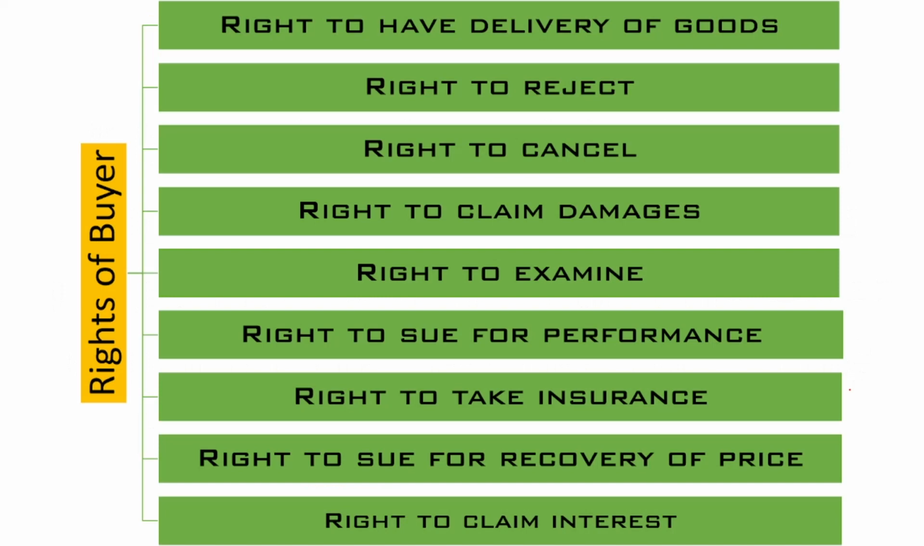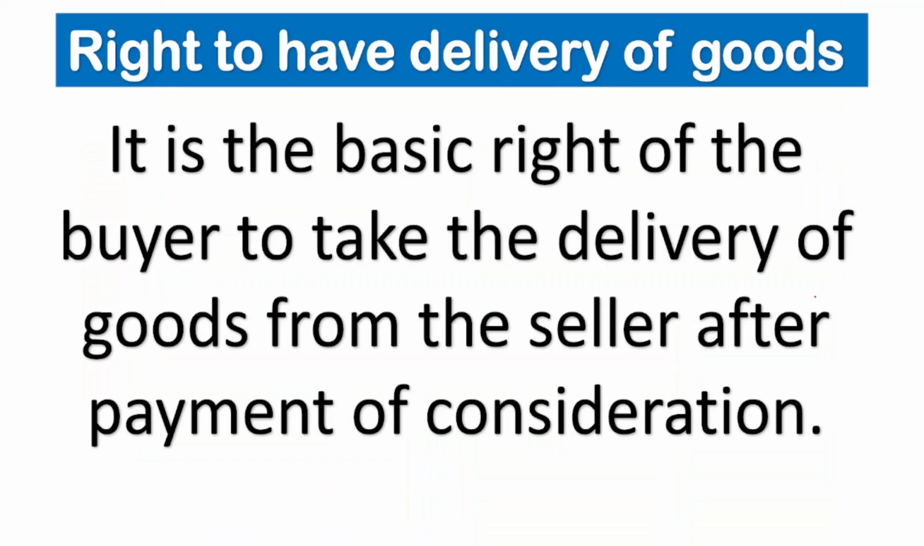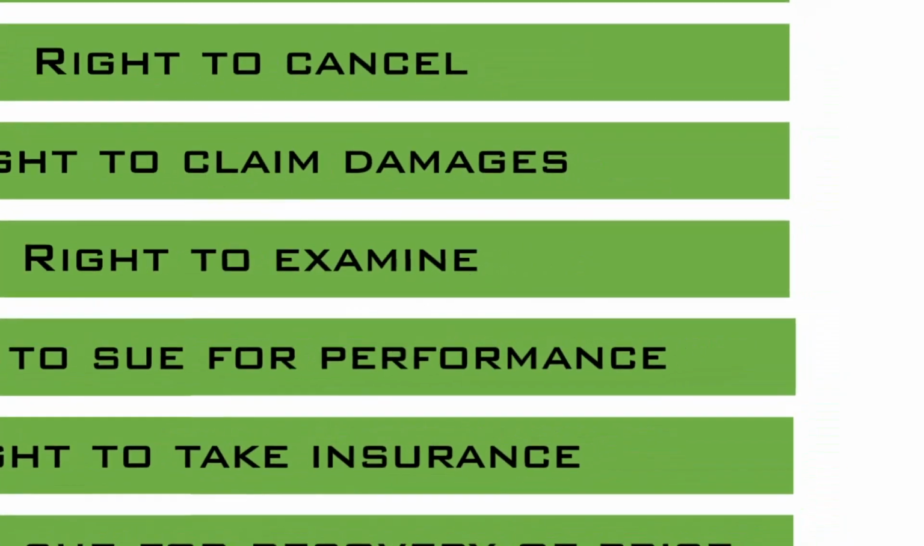Next, till now we saw the duties of the buyer. Now let us see the rights of the buyer. First is right to have delivery of goods. Like this only, we are having 9 rights. Let us see all these rights in detail. First, right to have delivery of goods.